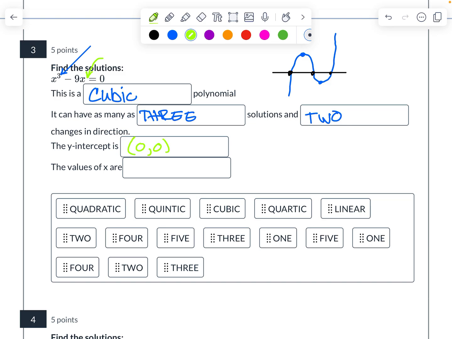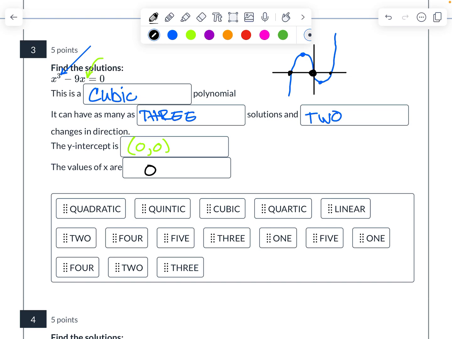And by the way, if the intercept is (0, 0), one of the answers of the 3 has to be 0. Because if it's going to hit the y-axis at (0, 0), it's going to hit the x-axis at (0, 0) also, which means that this point right here is not only the y-intercept, it's also the x-intercept, okay? All right, now we need to find the other 2 answers.